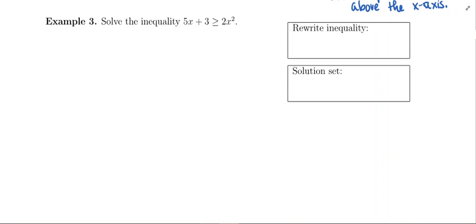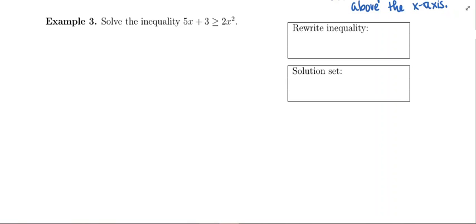Example 3. Solve the inequality 5x plus 3 is greater than or equal to 2x squared. In solving this inequality, we are trying to find every single value of x that makes this a true statement. Notice that there's an x squared involved. The highest power of x is 2, so this is a quadratic inequality. We're going to solve it by the graphical method.